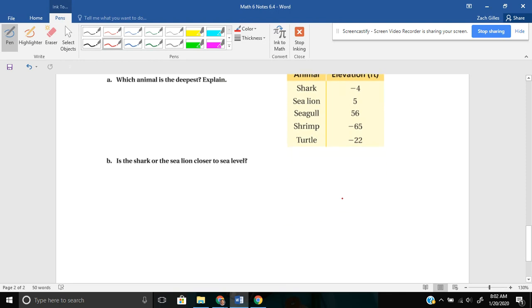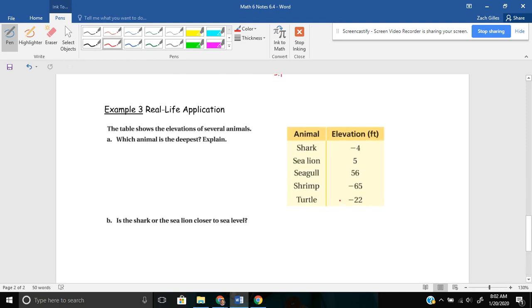All right, we will end today with this third example, the real-life application. It says the table shows elevations of several animals. Which animal is the deepest, and explain. And then letter B says, is the shark or sea lion closer to sea level? So I've got some bigger numbers here, and I also want to be able to graph this so I can visually see what I'm working with and what my different elevations are in this problem.